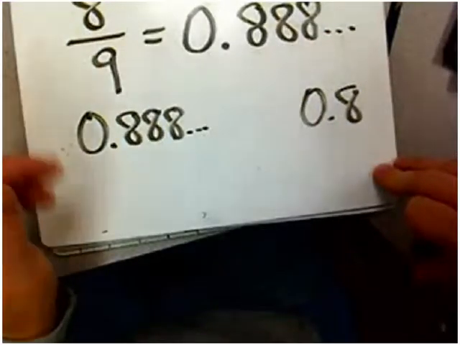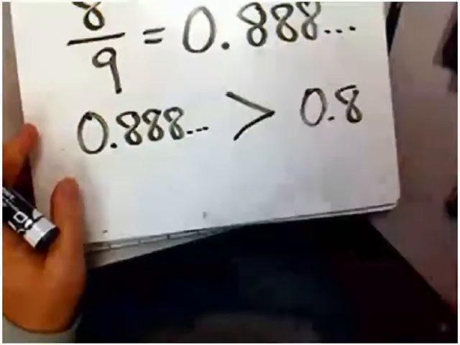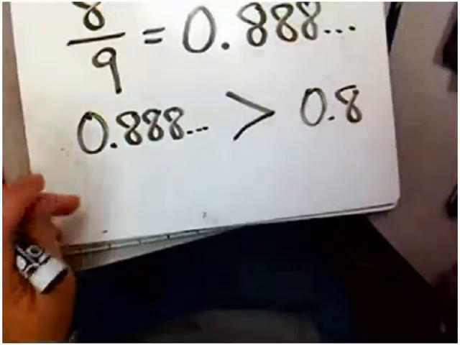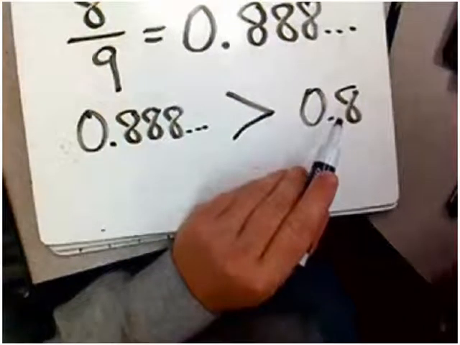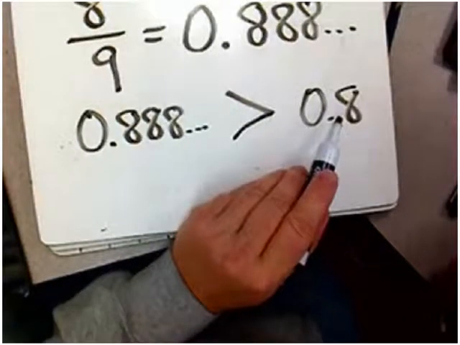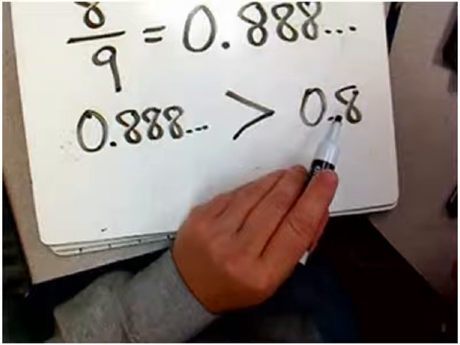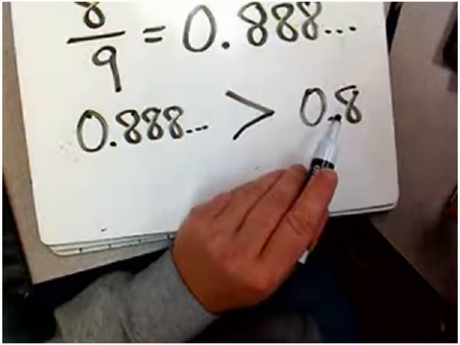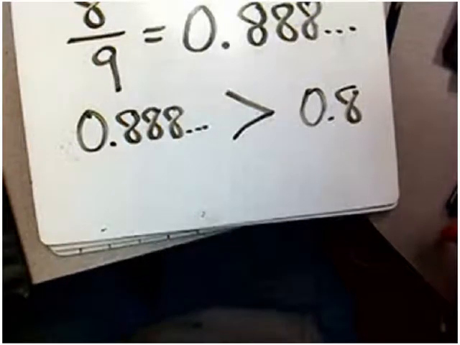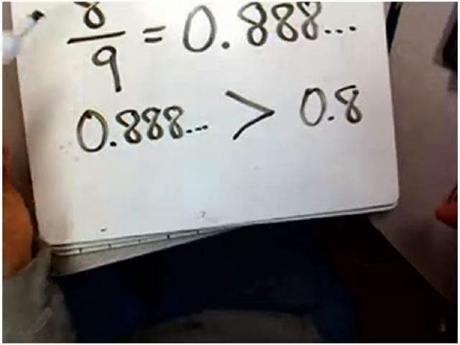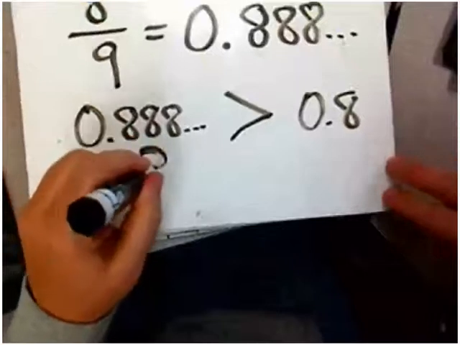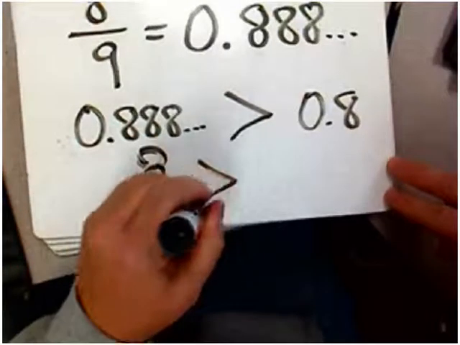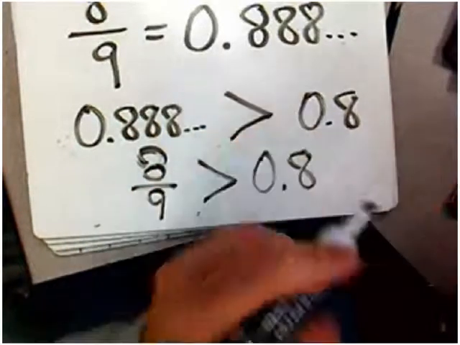0.88888 is greater than. It's greater than, yeah. That's the trick: if it repeats, you have to remember that that 88888 is going into infinity. The 0.8, 8/10, terminates. So 8/10 is actually 0.800000. Well, 888 is bigger than 800. So to write this out, you'd write 8/9 is greater than 8/10 as a decimal. The original problem is 8/9 greater than 8/10.